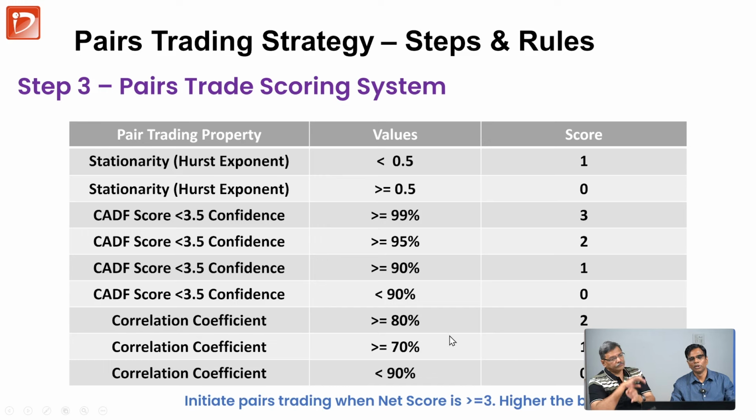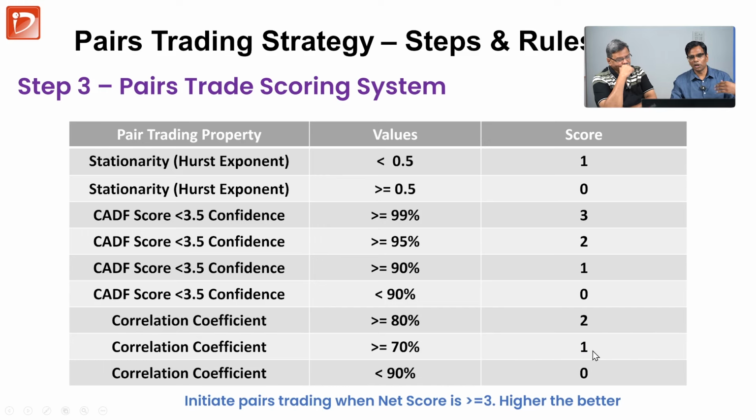Give a score of 2. Correlation coefficient above 70%, 1. So now if the correlation coefficient is less than 70%, then we are giving a score of 0. So now based on this system, we can initiate pairs trading when the net score is above or equal to 3. So using all these 3 methods.